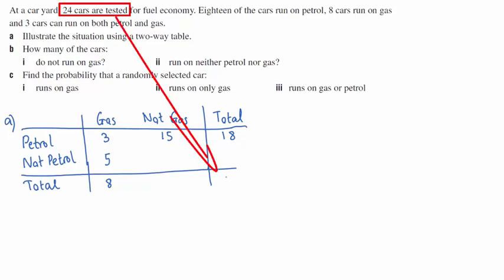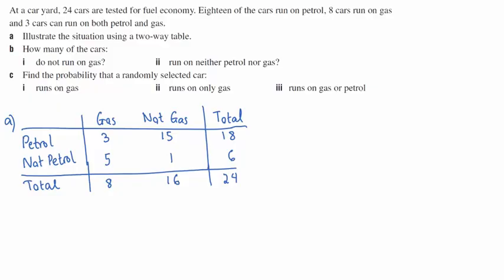So a total of 24 cars were tested. So that means the total number of cars that didn't use petrol was 6, since 24 minus 18 is 6. This means that the number of cars that don't use petrol or gas must be 1. And finally, let's also fill out this number here for completeness. 24 minus 8 is 16. So this is our two-way table for the situation.